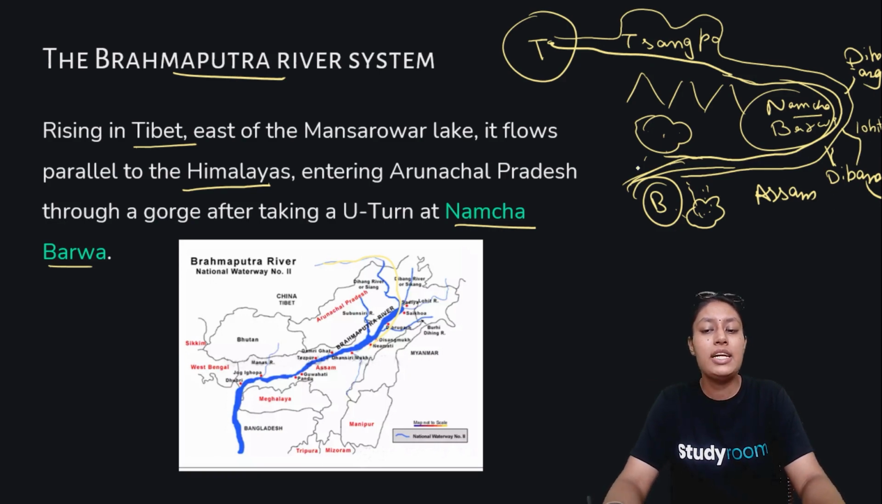Okay, and then it reaches Assam. When it reaches Assam, it is known as Brahmaputra. Finally, the name Brahmaputra is given when it reaches exactly Assam. In the Tsangpo region in Tibet, the volume of water is very, very less, and the silt in the water is also very, very less, because this is a dry region.